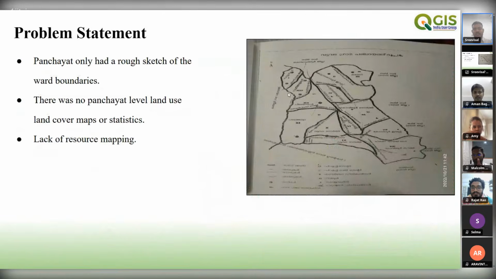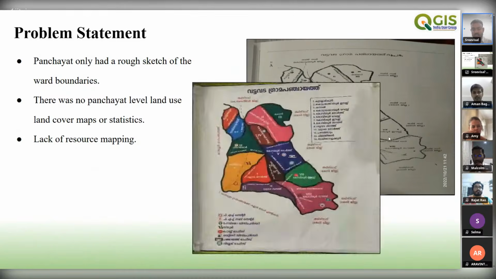So coming to the problem statement, the Panchayat only had a rough sketch of ward boundaries, and the ward boundaries were wrong, and it was not true to scale. And this is another map which was posted on the wall of the Panchayat office, which was also the same and wrong. And there were no Panchayat-level land use maps or statistics, and a lack of resource mapping.